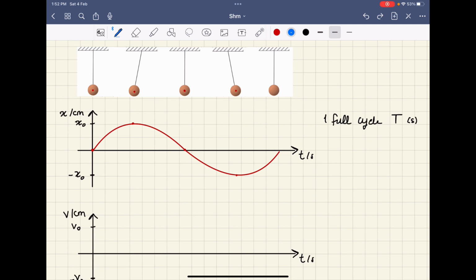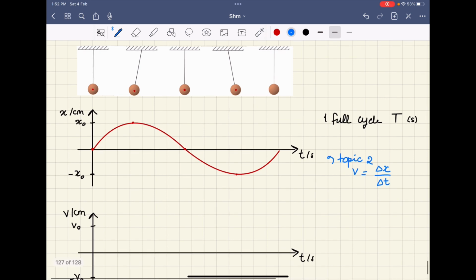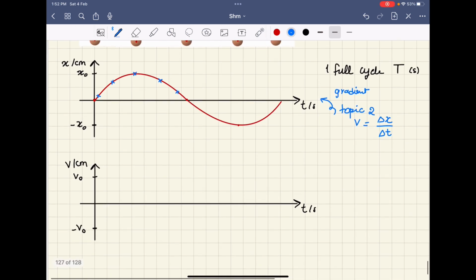Now we will see the variation of the velocity in time. So our axes would be v versus t. As a recall from topic 2, we know the velocity is equal to the change in the displacement divided by the change in the time. If you look at this graph, this relationship is given by the gradient. Since we have a variation with x, at each and every point of the graph we will have a different velocity that we can trace over here.